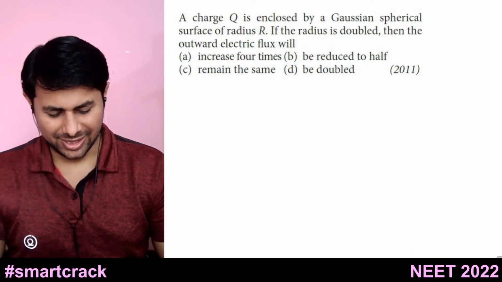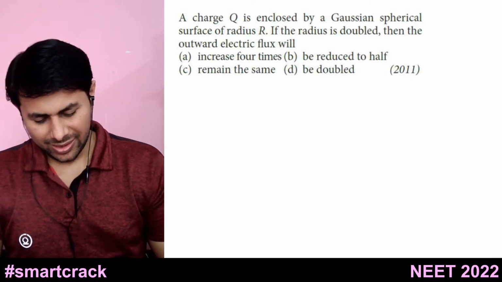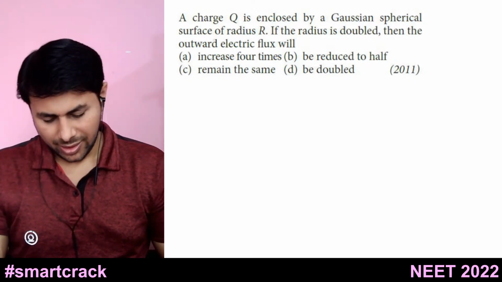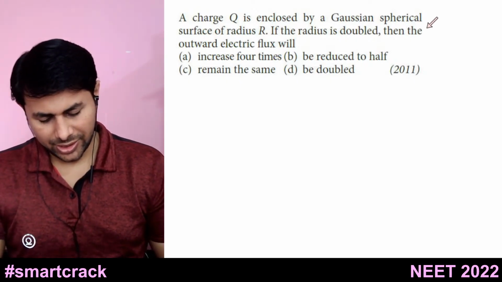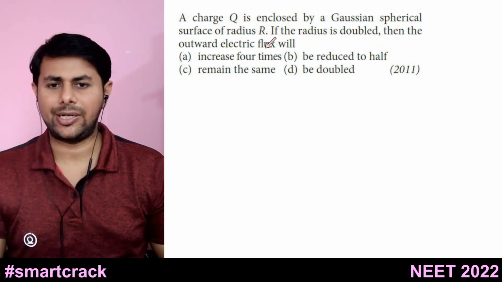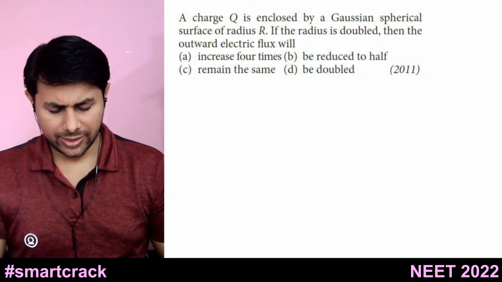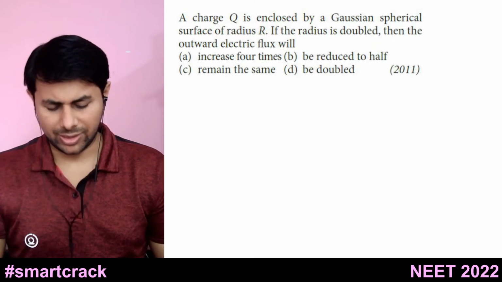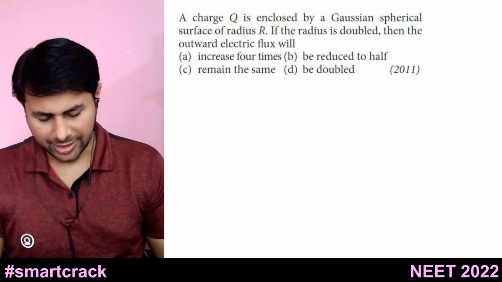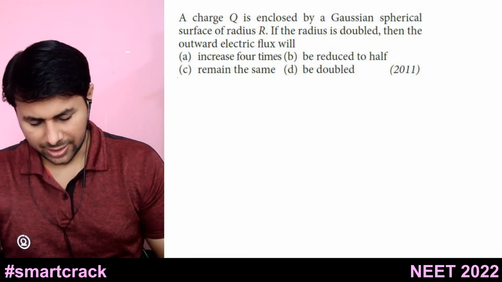Okay. Let's move on to the next problem. The next problem is: a charge q is enclosed by a Gaussian spherical surface of radius r. If the radius is doubled, then the outward electric flux will be? So flux will not change, right? Flux remains same. Option C is the answer.